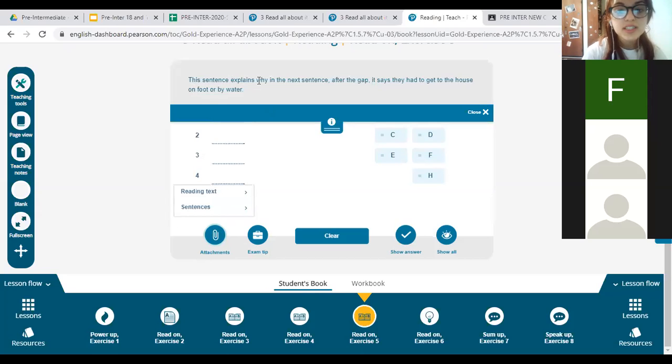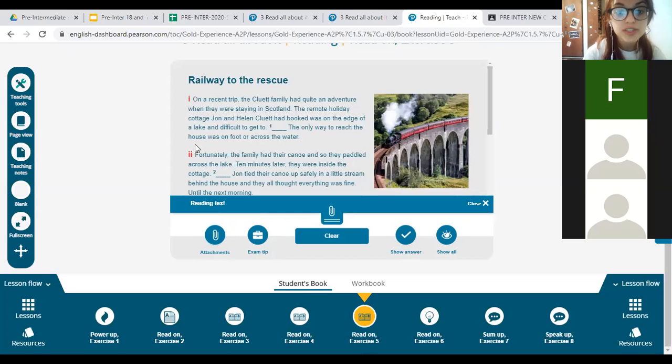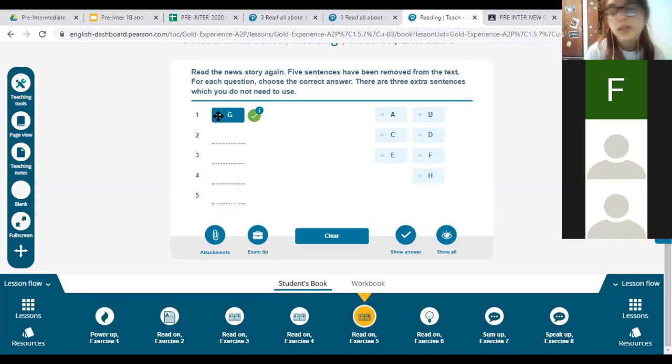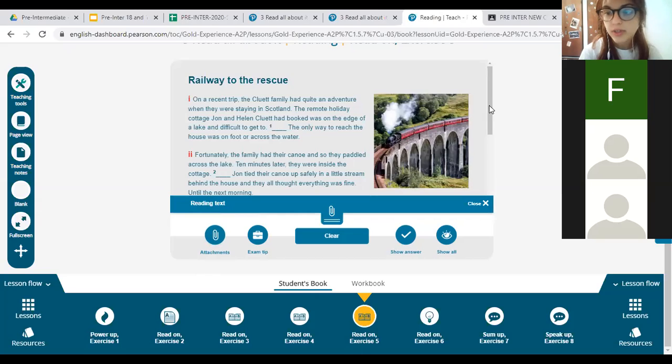This sentence explains why, in the next sentence after the gap, it says that they had to get to the house by foot or by water. If we take a look at the text, it says the only way to reach the house was on foot or across the water. That is because they had to park their car a few kilometers away. Very good. Now we move on to the second paragraph.